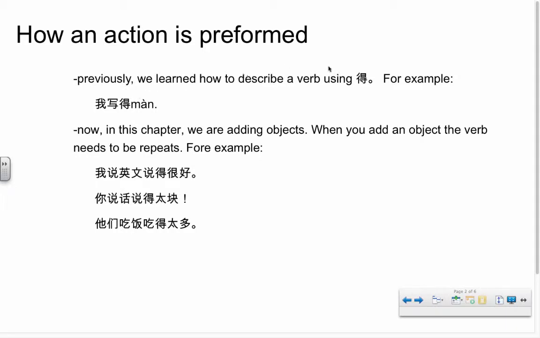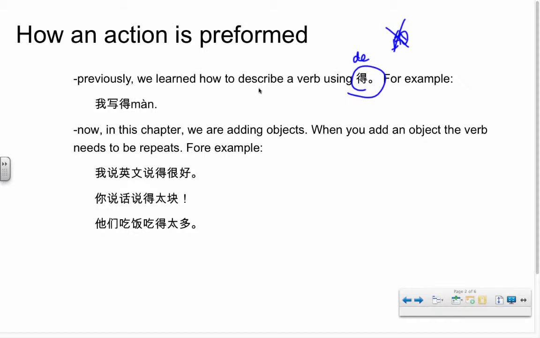Before, you guys know that we use the verb 得. But remember, this is not the possessive 的. It's 得, which we also know as děi, which means must, but in this case it's pronounced de. And it's used to describe verbs. For example, 我写得慢. I write slowly.